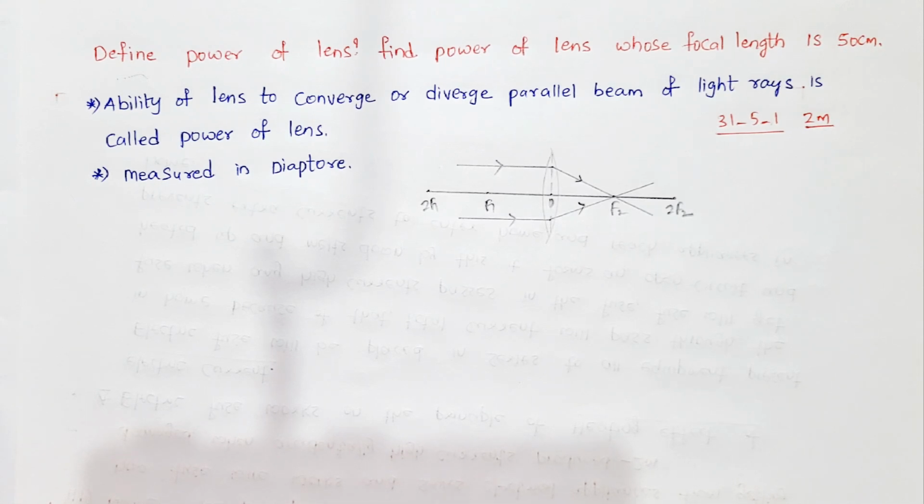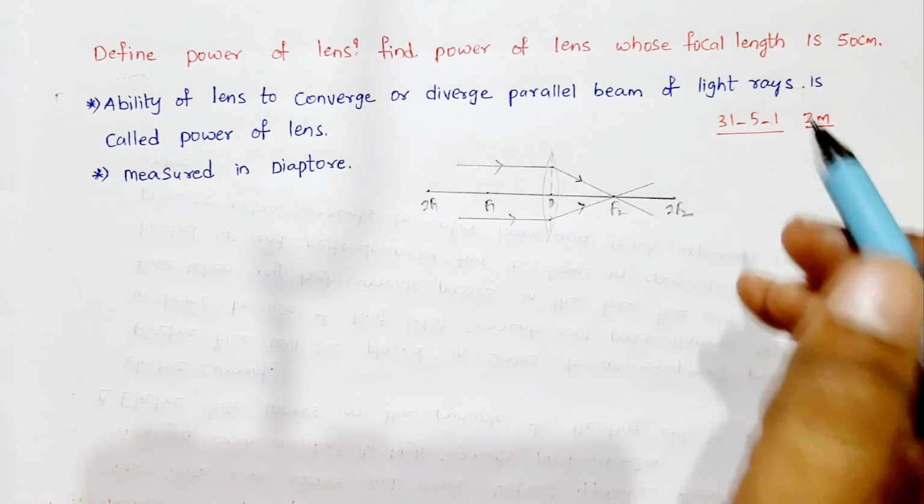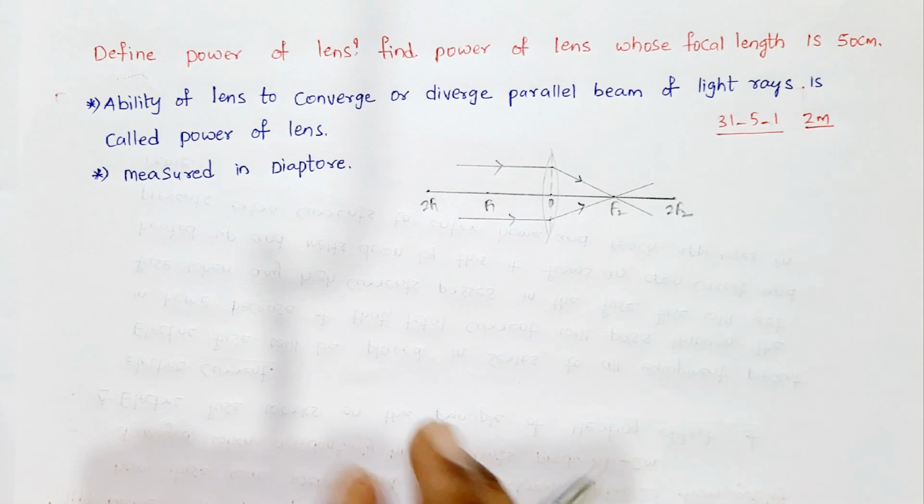So, today I brought you one more question that was asked in the previous year board examination in the question paper set number 31/5/1 for 2 marks. The question goes like this. Define power of lens. Find the power of lens whose focal length is 50 centimeters.